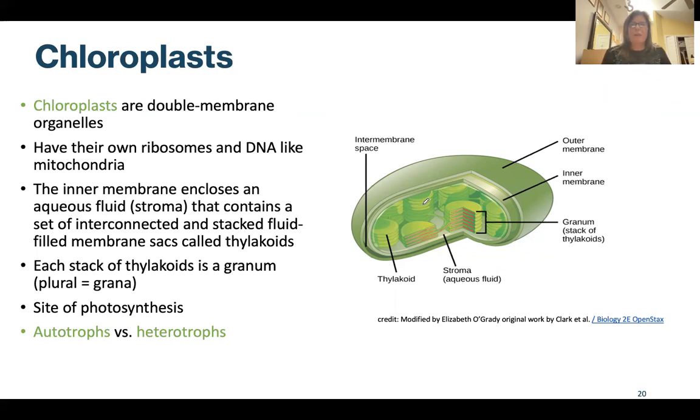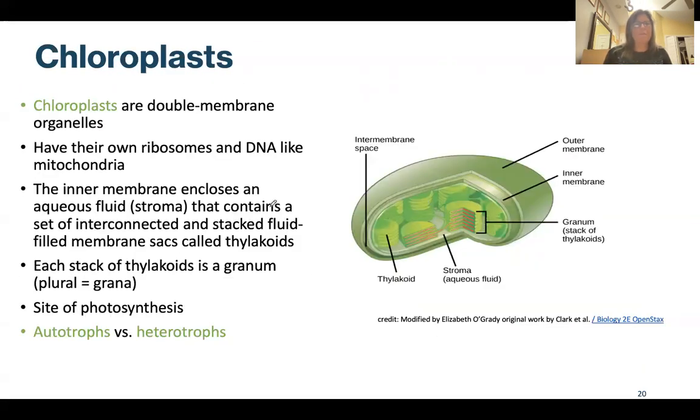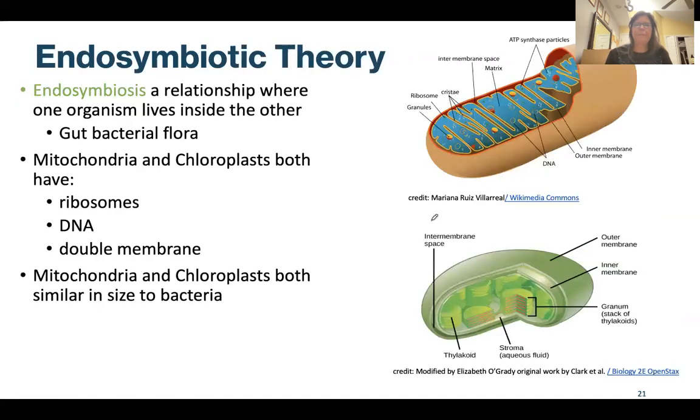We also know that chloroplasts have DNA. Let me see if that's on the next one. No. They have their own, oh, it's right here. They have their own DNA. So they have their own DNA and their own ribosomes in here, just like mitochondria. And they reproduce by binary fission. Go figure. Oh, you heard me talk about this.